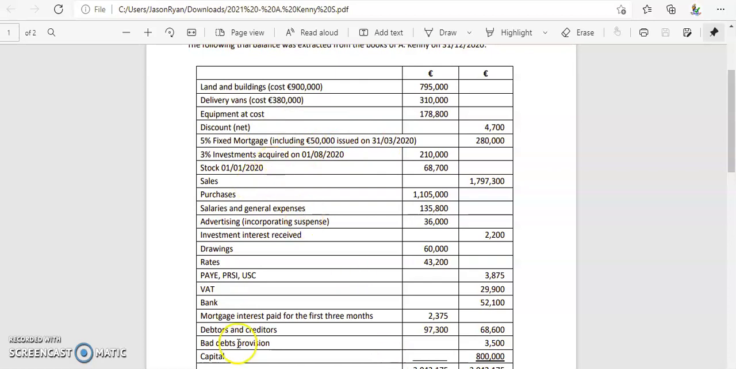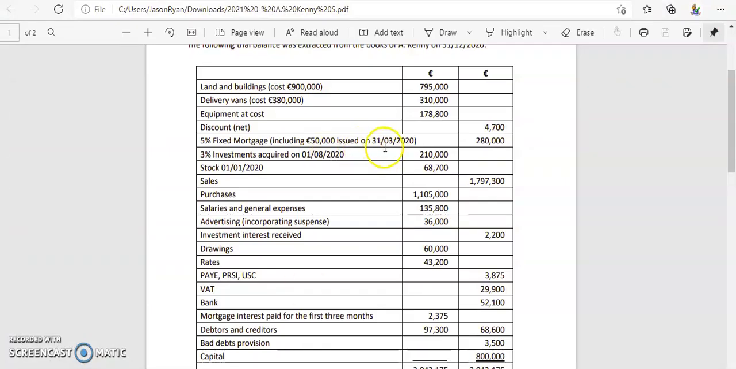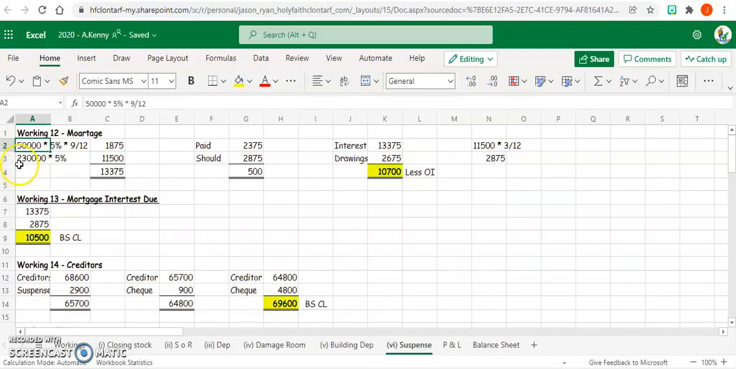So let's have a look at that adjustment first and see how we deal with that. So we've got 50,000 multiplied by 5% multiplied by 9/12. Remember, we only got this extra mortgage on the 31st of the 3rd. And then for the full year, we'll have 230,000 multiplied by 5%. So the total interest that we should have paid is 13,375.